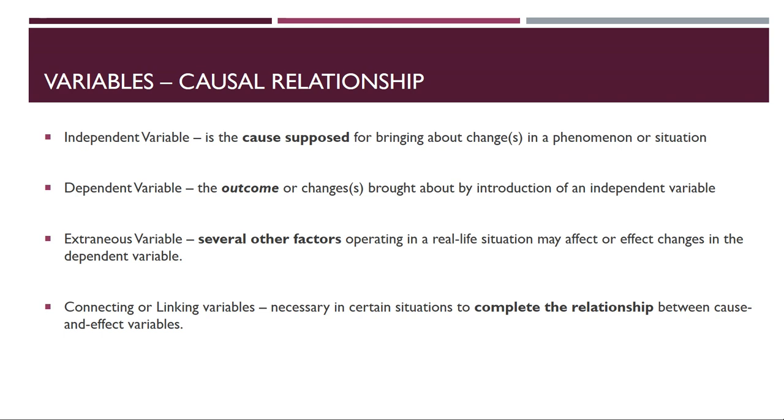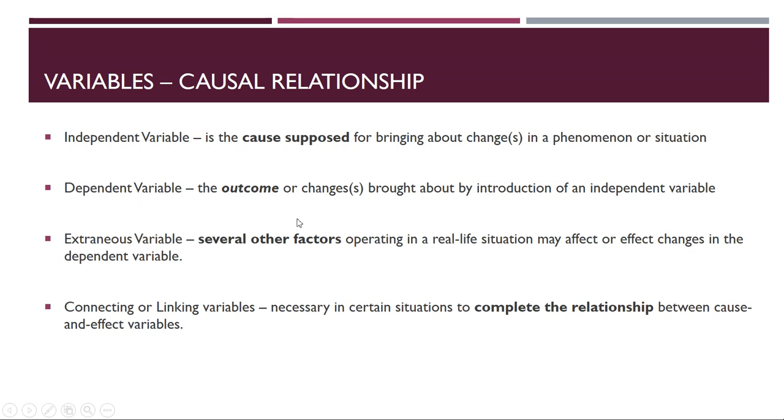So these are the basic four causal relationships in variables. Independent variable is the supposed cause for bringing about changes in a phenomenon or situation. The independent variable would be introduced in your research, that would eventually bring changes. It will affect your results in the phenomenal situation.